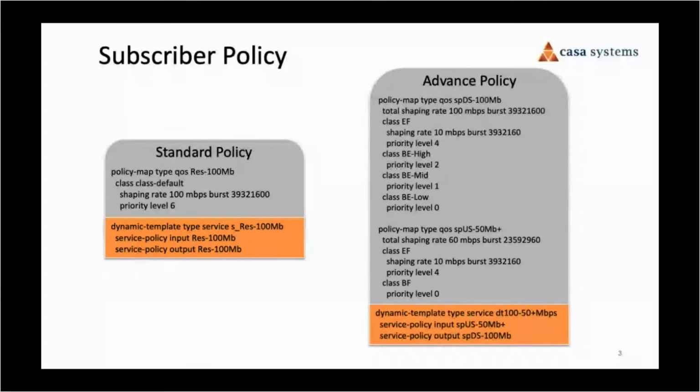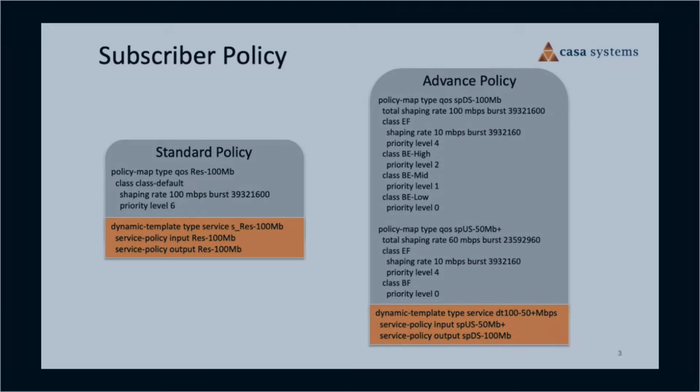On the configuration side, we will configure a standard profile to provide 100 megabit services with burst and assign some priority to it. But it is also possible to create a more advanced profile, as we show on the right side. We will use this more sophisticated configuration to describe an advanced design at the end of the demonstration.